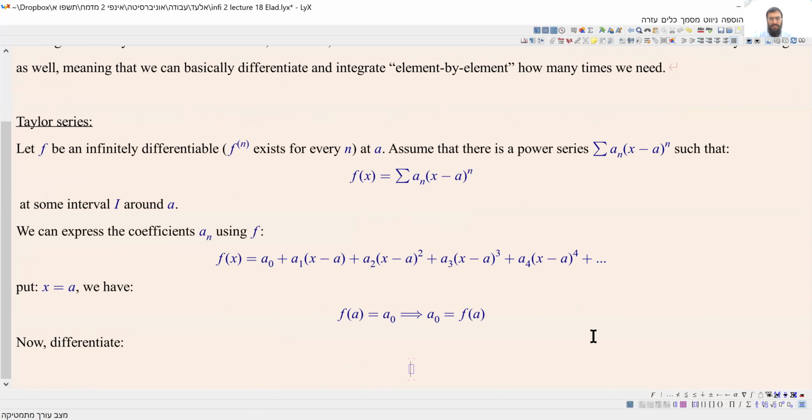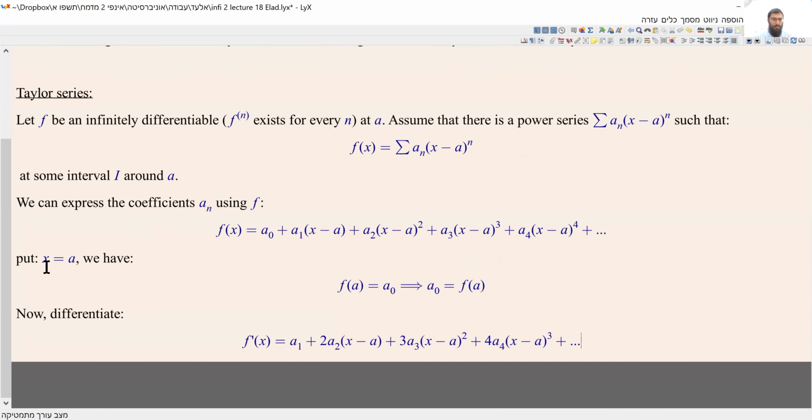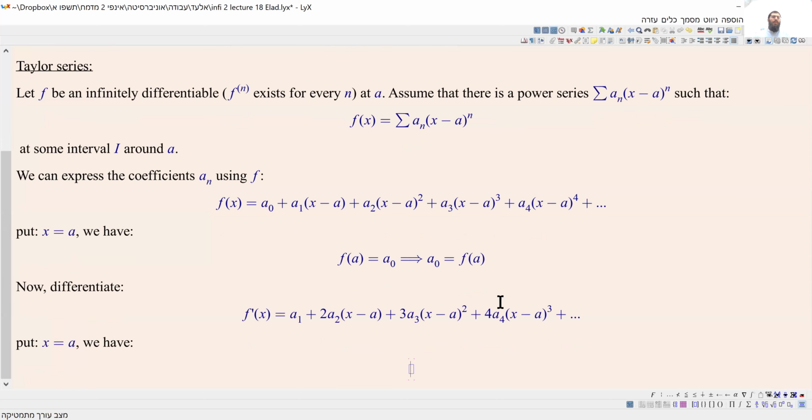differentiate, and it gives us f'(x) is a1 plus 2a2 (x minus a) plus 3a3 (x minus a) squared plus 4a4 (x minus a) cubed, and so on. Now again, we put x to be a, and we have f'(a) is a1, meaning that a1 is f'(a).